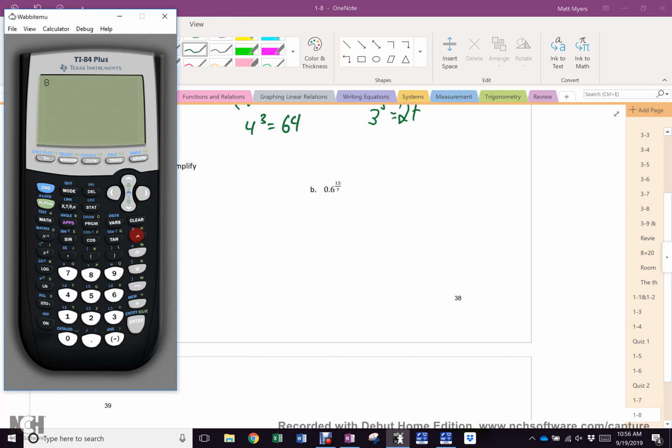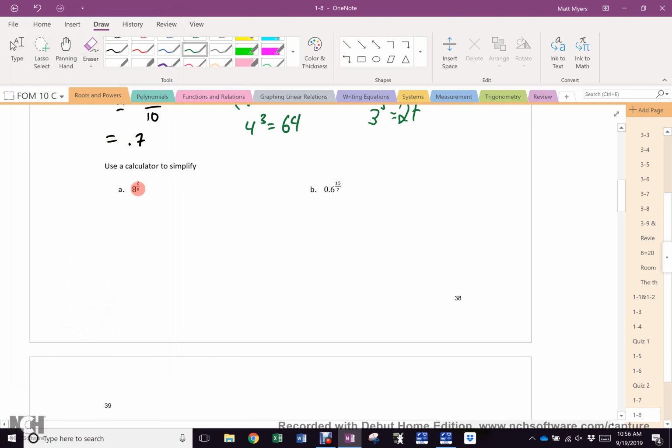8 to the 2 divided by 5. Do I like that? No. Why not? It's a decimal. So, we could use a calculator to do it. But we're in math class, not physics. So, that is really the 5th root of 8 squared, yes?